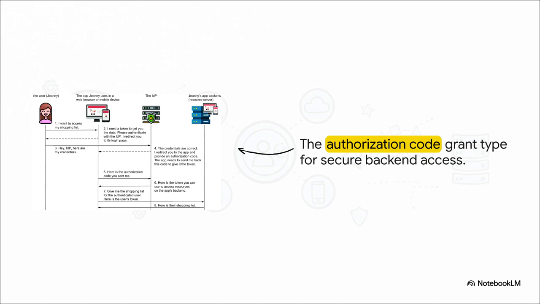The client app then takes that temporary code and secretly trades it with the IDP for a real access token. Finally, armed with that token, the client app presents it to the backend resource server, which unlocks the door and serves up Jenny's shopping list.